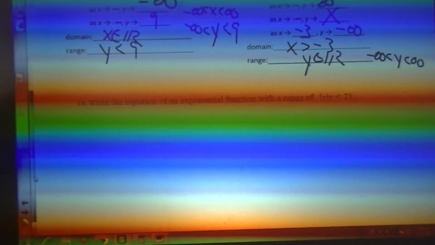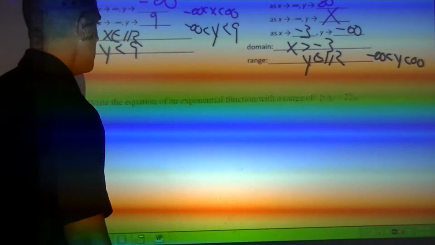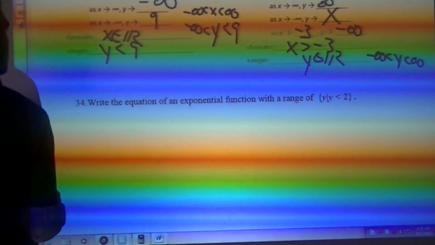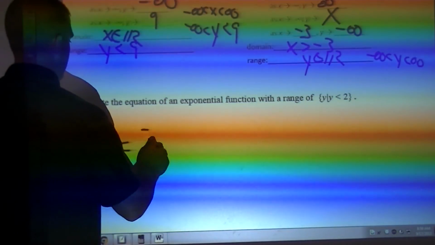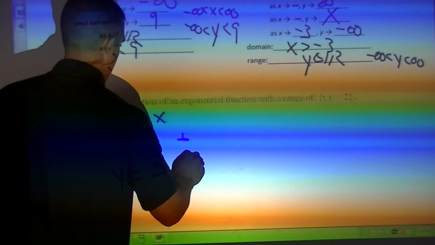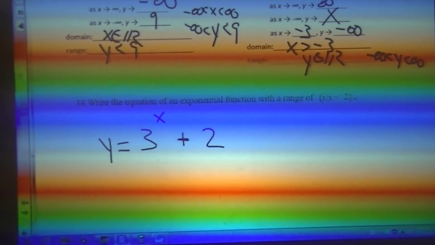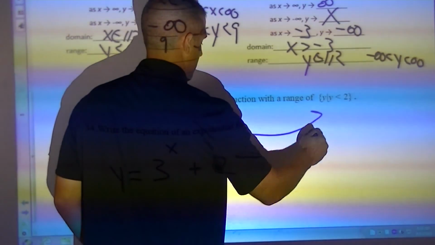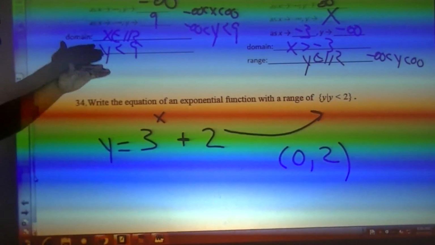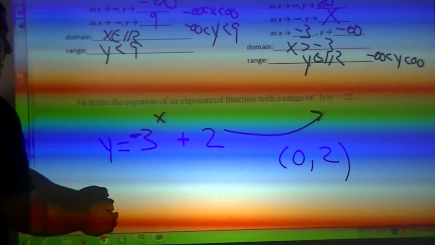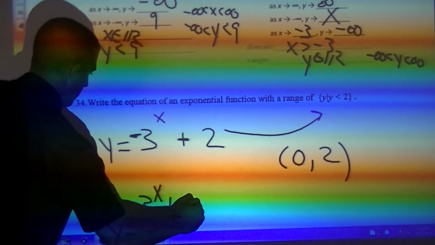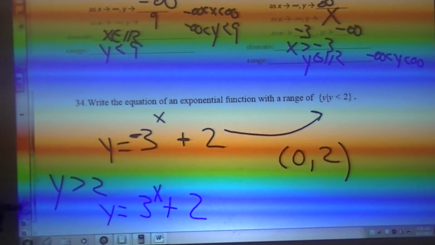Write an equation with a function that has a range of y is less than 2. So let's look at this. Which one had a range that had y? Well, that's going to be an exponential. I know my anchor, which would be 0, 2 in this situation, has to match up there. Now, how would it go below? You would put a negative. If it were y is greater than 2, then you would just have a simple one like that, because that changes the angle.